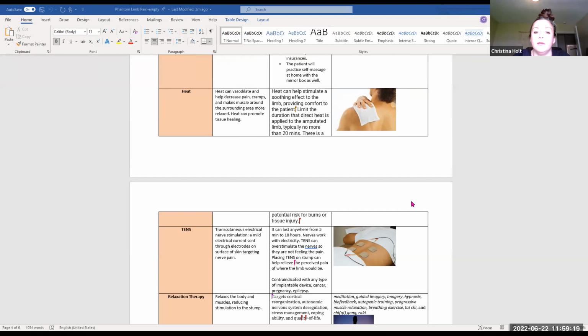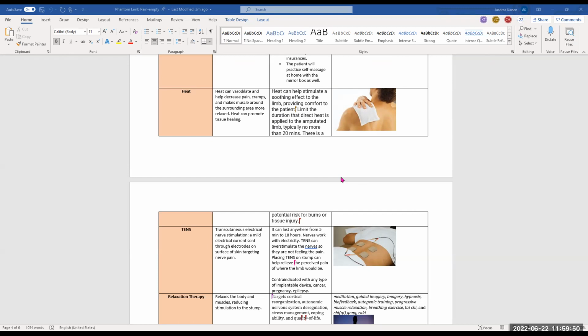That's a pretty good rule of thumb for both heat and ice, 20 minutes and stop. Because also after 20 minutes, the body's response and the tissue response begins to change, right? So at 20 minutes you've lost that optimum response, and sometimes that can go in the other direction. So okay, thank you.